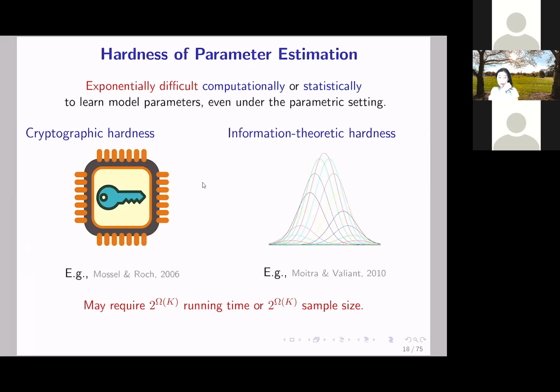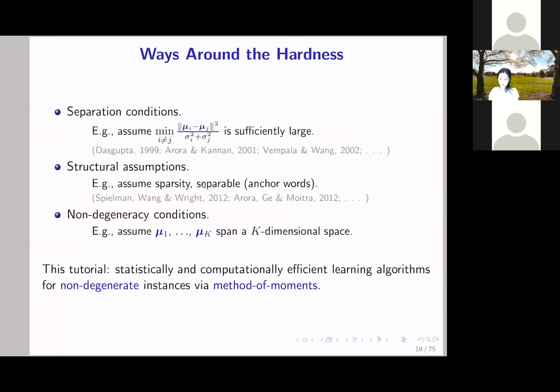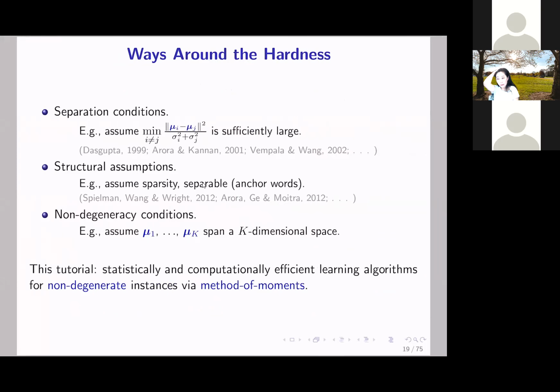Actually, these two papers are saying it requires at least 2 to the power omega(k) running time, or 2 to the power omega(k) sample size. So this slide is just to show how difficult it is to do parameter estimation for a mixture of Gaussians. Now, since it is an NP-hard problem, we cannot expect efficient algorithms, right? So how do we get around it? There are ways to get around it by making some assumptions to simplify the problem.